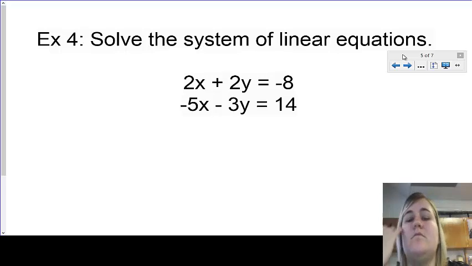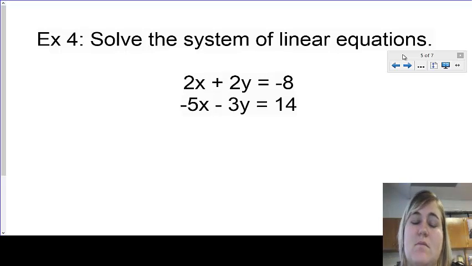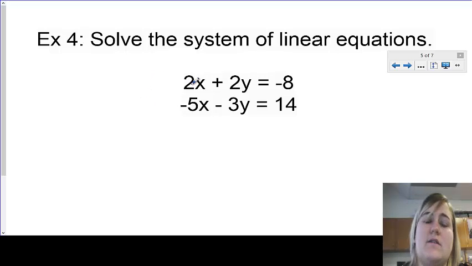Solve the system of linear equations. We're doing the same thing on this one. I have a positive and a negative, but totally different coefficients. Here I have a positive and a negative, but totally different coefficients. So what I need to do is figure out what I need to multiply to make these work. Since I have opposite signs, and they're both totally different, I can do either x or y, it doesn't matter. So I'm just going to choose to do x.